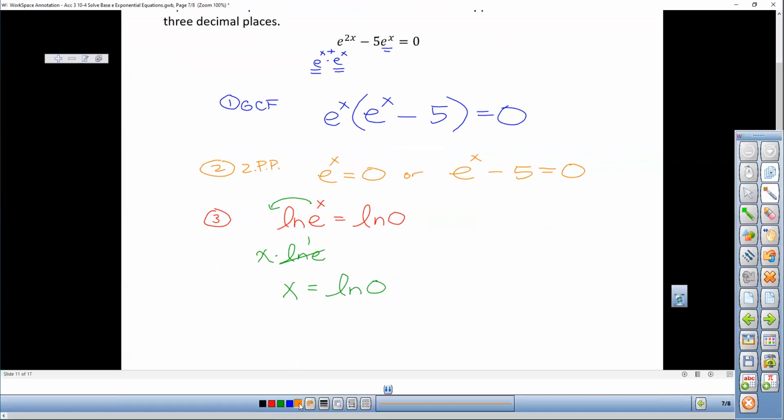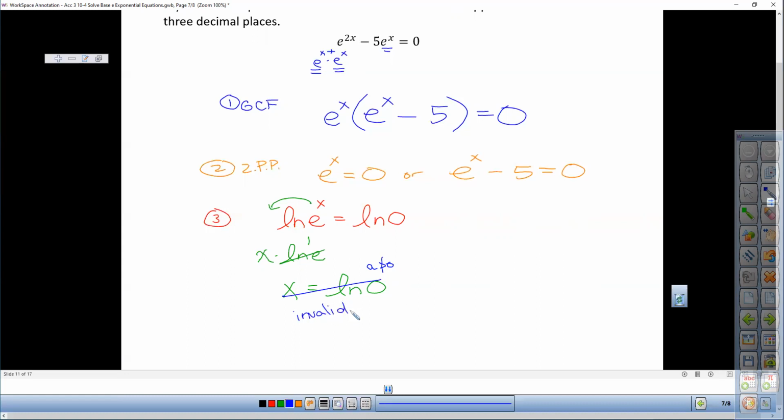Remember what we were just refreshing our memory on about arguments? Arguments have to be positive, which means greater than 0. This one's not. 0 is not greater than 0. So this one is invalid. Moving to the other one, I have to actually begin by adding 5 to both sides. Now I have a power equals a power structure. So now I can take the natural logarithm of both sides.